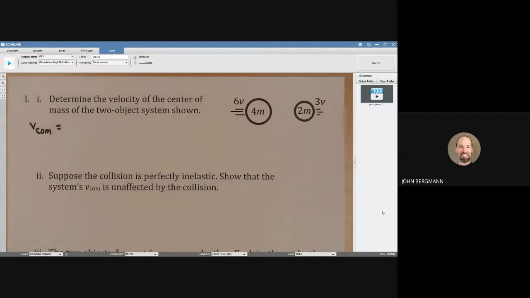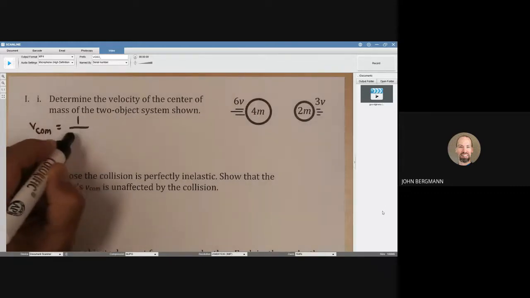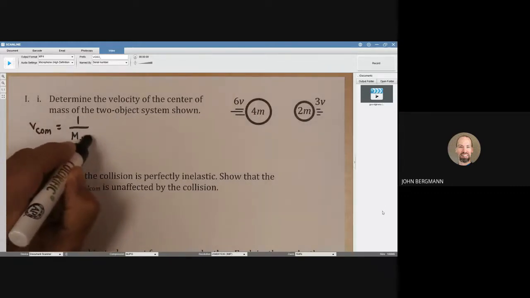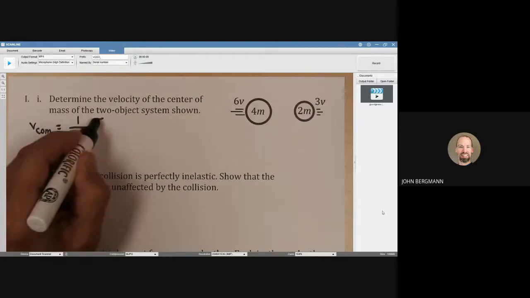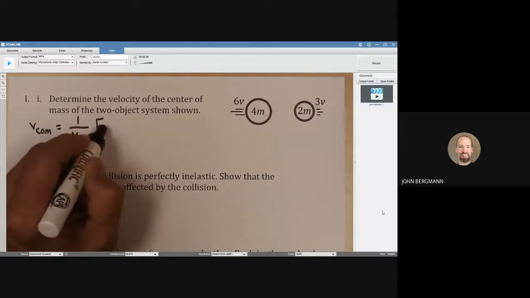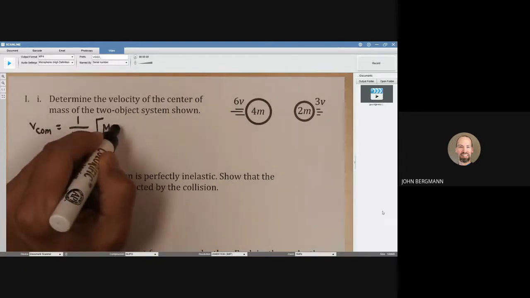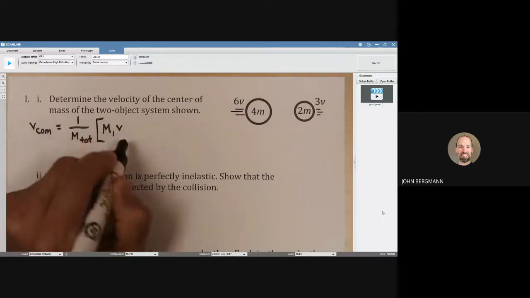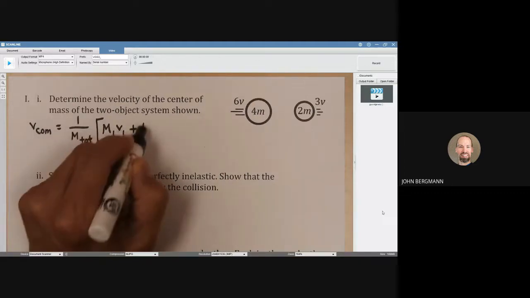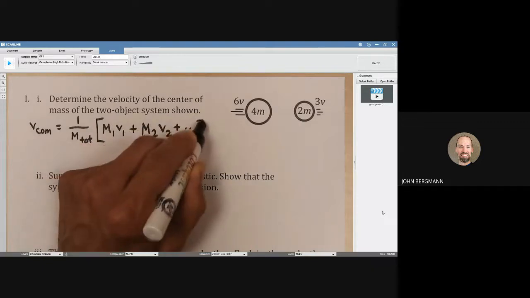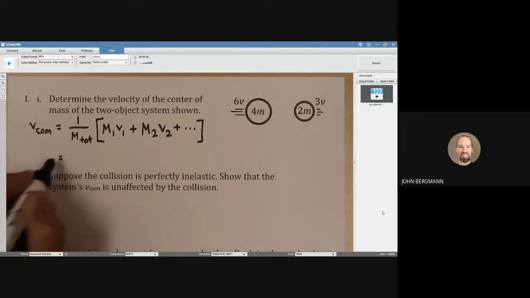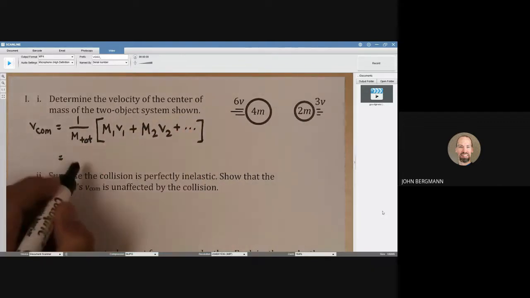We talked in a previous video that what you do is you take the reciprocal of the total mass, 1 over the total mass, and then you multiply by each mass times the quantity that we're after, which is the velocity of its center of mass, and you do that for every object that you have. So let's see if we can do that. The total mass is going to be 6m.